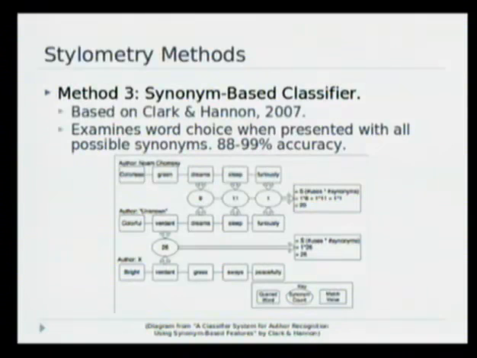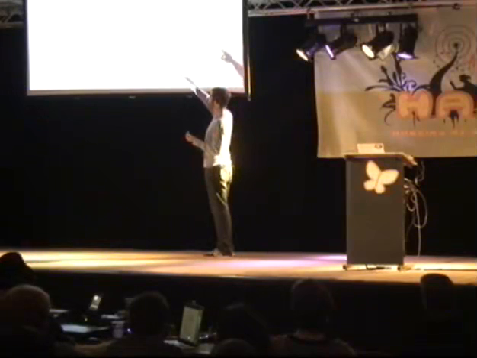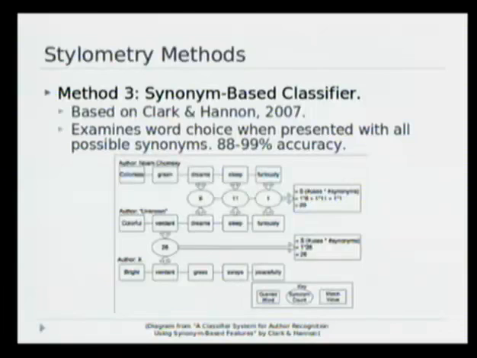The third method is a synonym-based classifier that didn't look at the linguistic features so much as the word choices, which is a linguistic feature. And we had 88 to 99% accuracy, depending on how many authors there were. Here's actually a pretty example of how this works. So you'll see the top and the bottom are known documents. The first sentence is "colorless green dreams sleep furiously," and the bottom sentence is "bright verdant grass sways peacefully." And this unknown sentence is "colorful, verdant dreams sleep furiously."